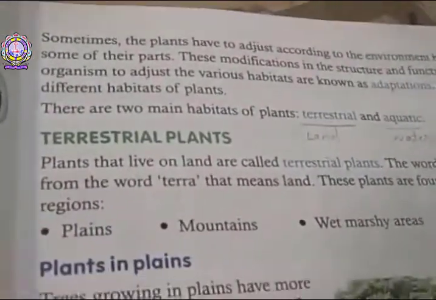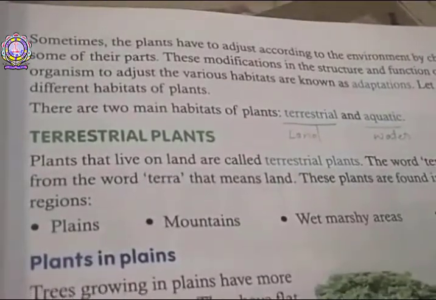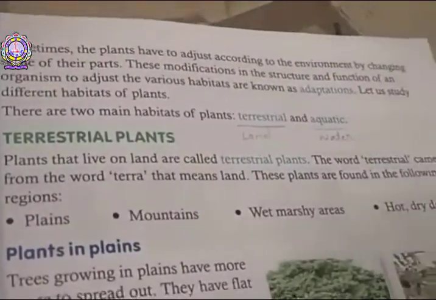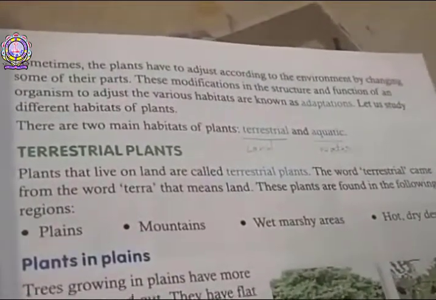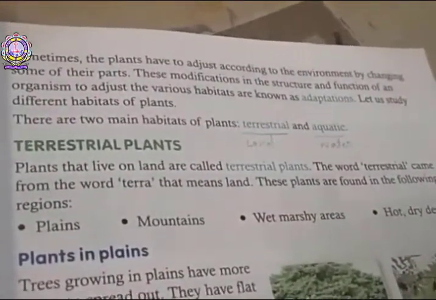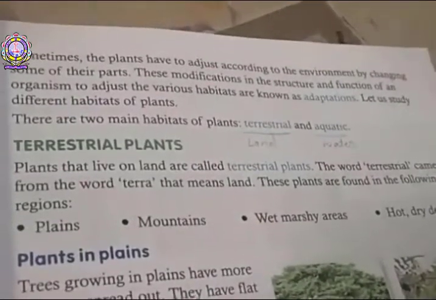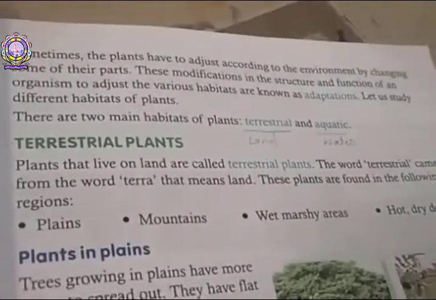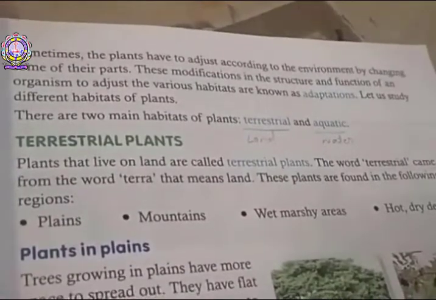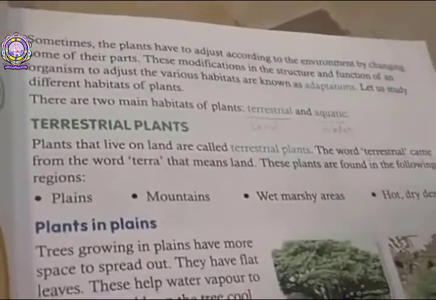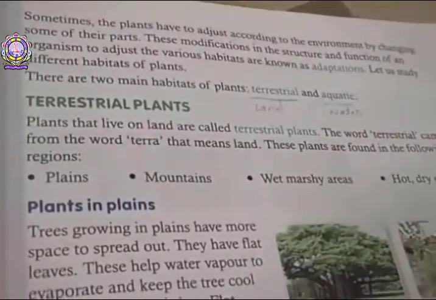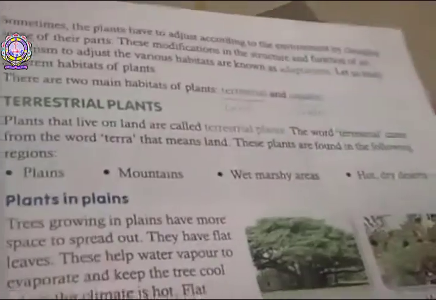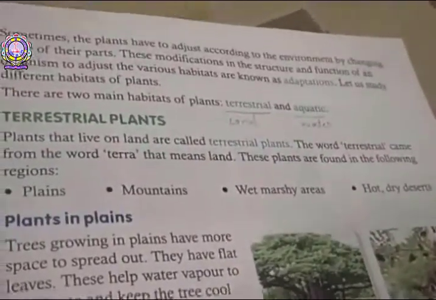First, terrestrial plants. Plants that live on land are called terrestrial plants. The word terrestrial comes from the word terra. Terra means land. That is why plants which grow on the land we can call terrestrial. These plants are found in the following regions. It means there are different regions for different types of plants. First, plain. Second, mountain. Third, wet marshy area. And fourth, hot, dry and desert.